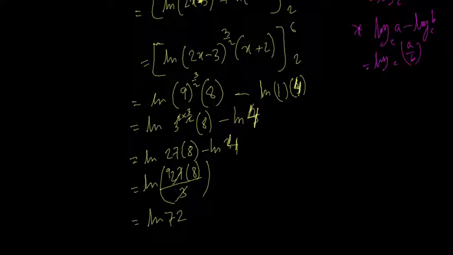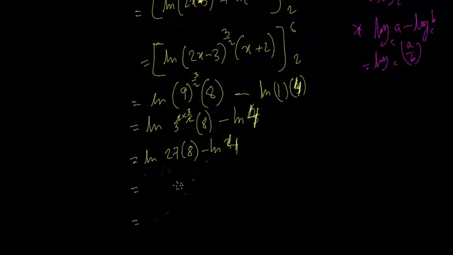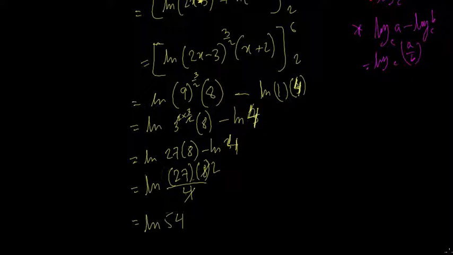This is wrong. Let me remove this. ln 27 into 8, minus means division, 4, so 4 2s are 8, so ln 54. Now it's correct.